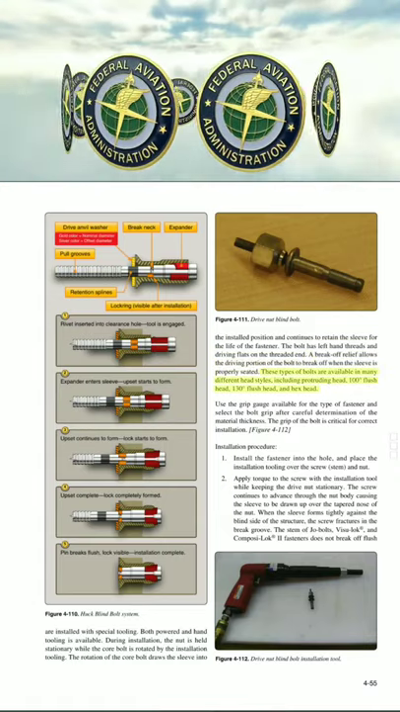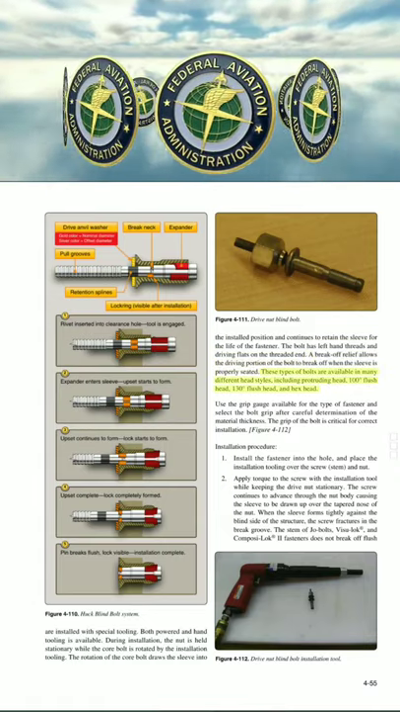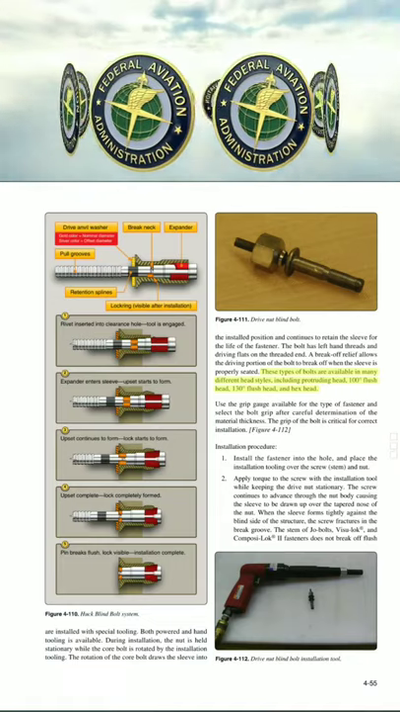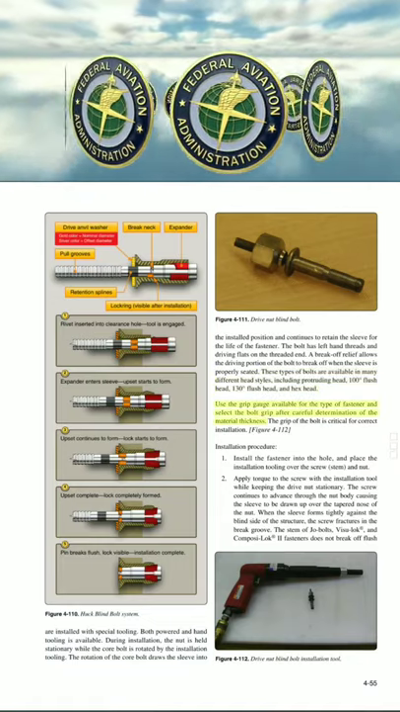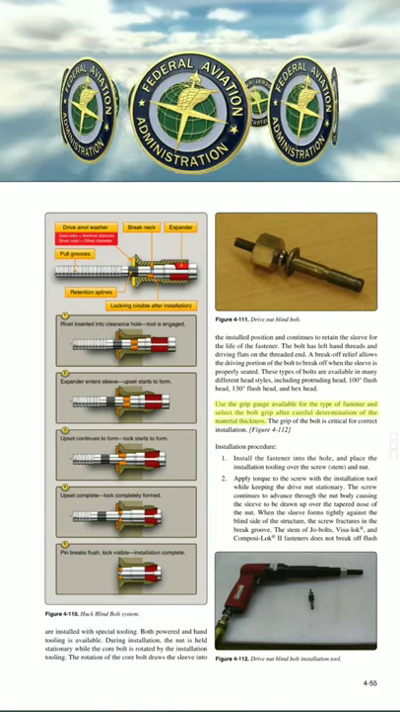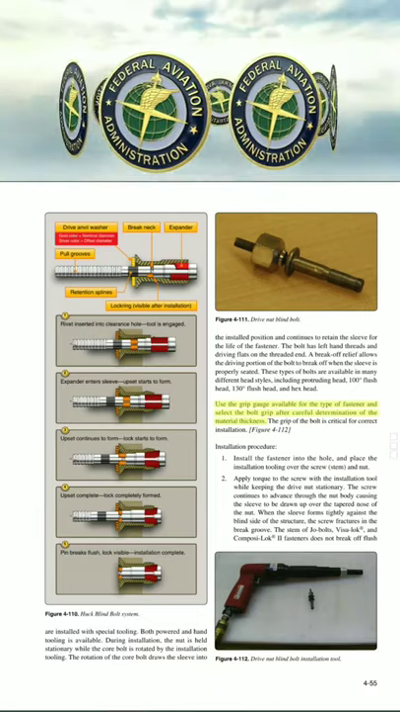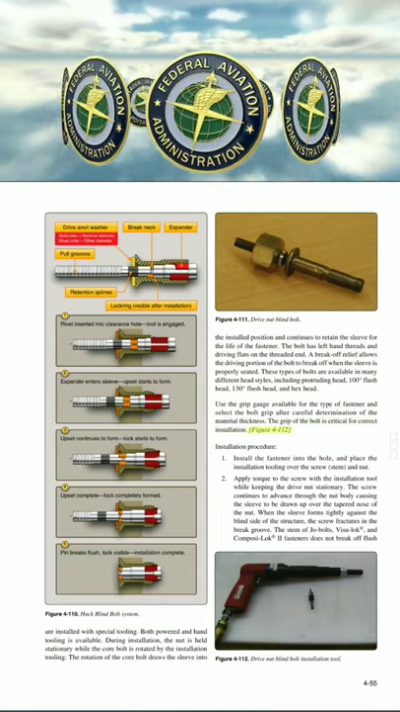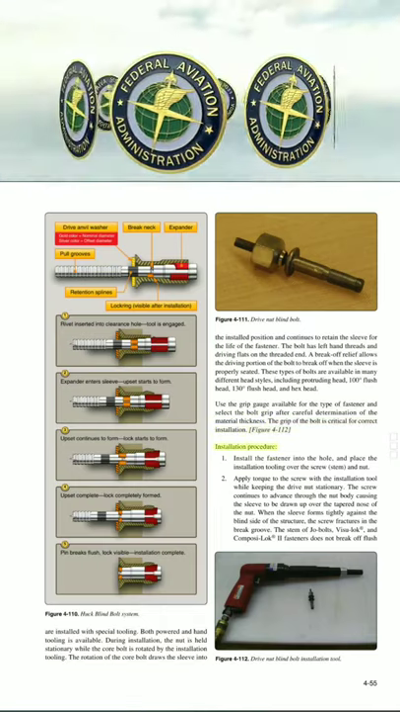These types of bolts are available in many different head styles, including protruding head, 100 degree flush head, 130 degree flush head, and X head. Use the grip gauge available for the type of fastener and select the bolt grip after careful determination of the material thickness. The grip of the bolt is critical for correct installation. Figure 4-112. Installation procedure.